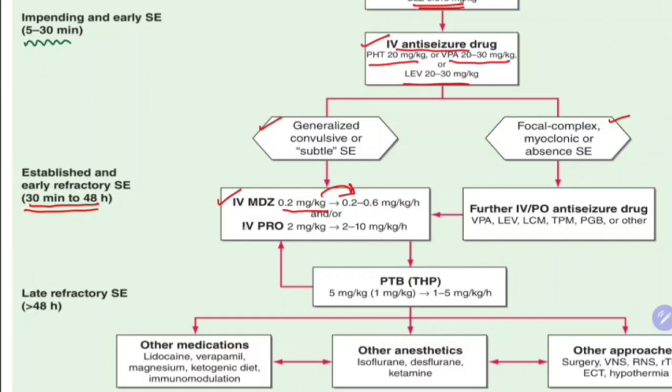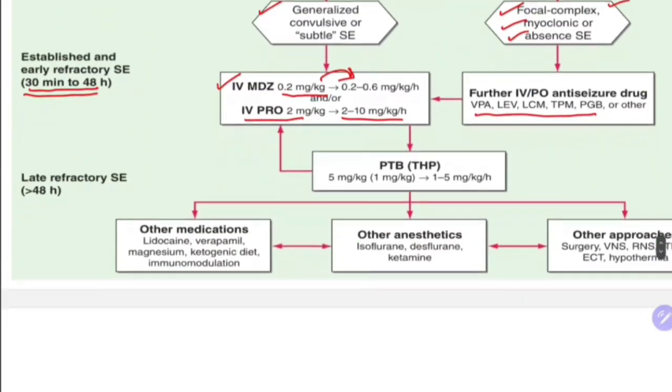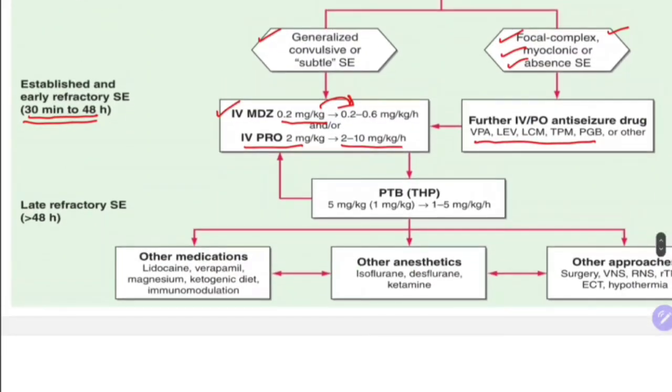We can also give IV propofol, which is 2 mg per kg, and it should also be converted to an infusion of 2 to 10 mg per kg per hour. And if the patient is having focal complex seizure, or myoclonic or absence status epilepticus, in that case we give valproic acid, levetiracetam, topiramate, and there is a wide range of drugs for that.